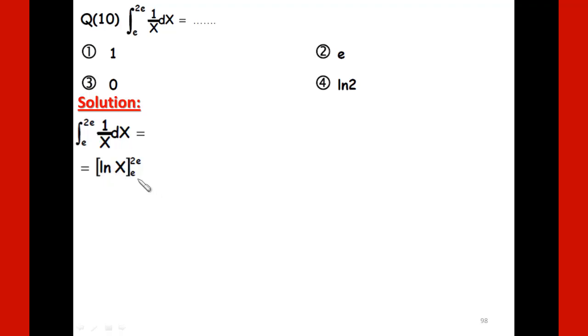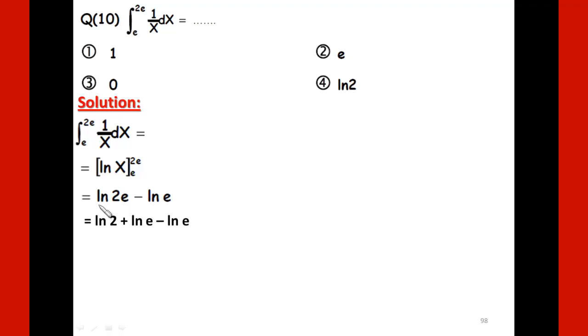It's from e to 2e. And then we substitute. It is equal to ln 2e minus ln e. We substitute x equals 2e, and then we substitute x equals e. And ln 2e equals ln 2 plus ln e, minus ln e.